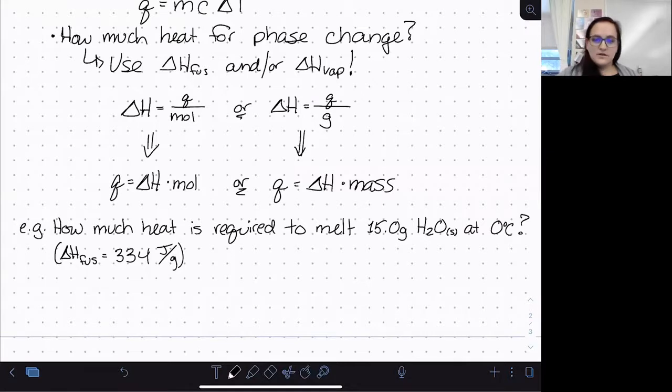So this allows us to determine how much heat is required to melt or boil or freeze or condense a particular sample. So for instance, we can figure out how much heat is required to melt 15 grams of water at 0 degrees Celsius. So 0 degrees is the melting point, so there's no temperature change occurring here, just the phase change, which means the only piece of information we need is the heat of fusion as well as how much water we're melting.